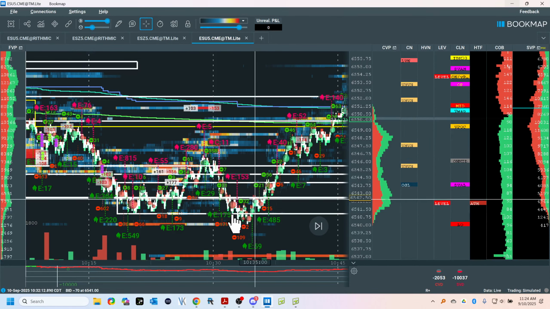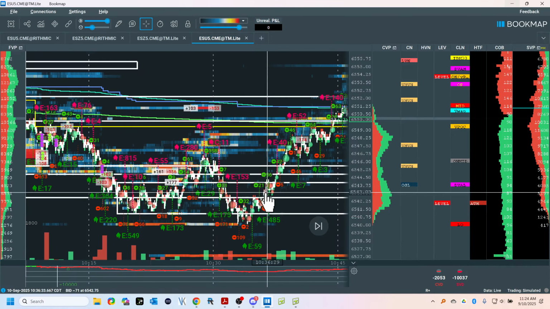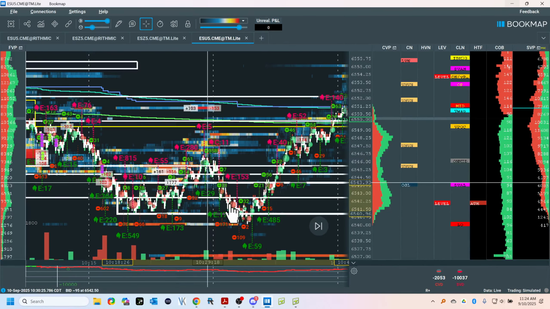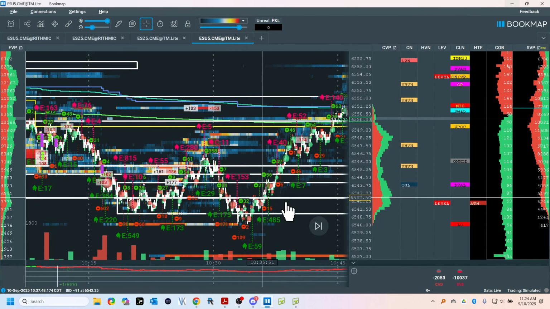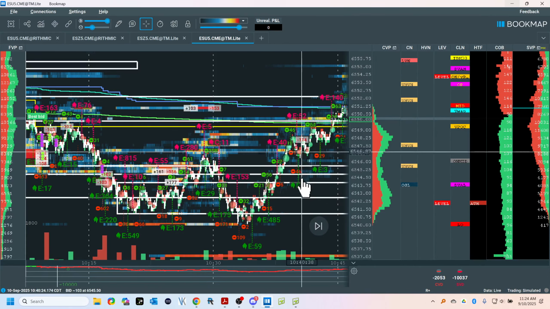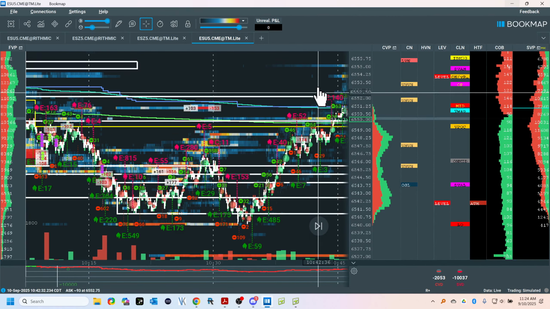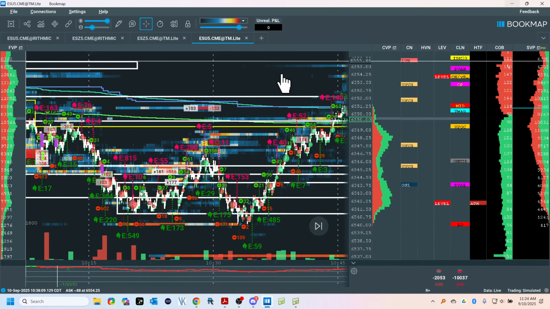Another trigger. Support now is here. Same trade. Take a stop. You take a stop. Another long. This is the target. And then you're looking to come back across the range up out here.